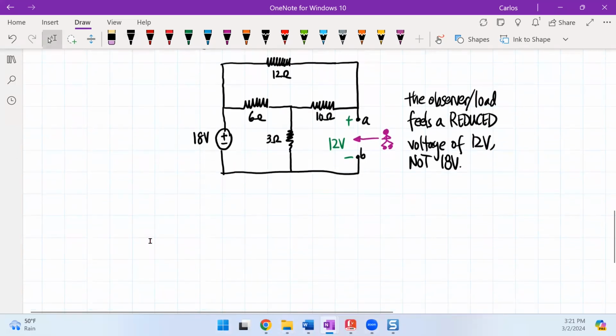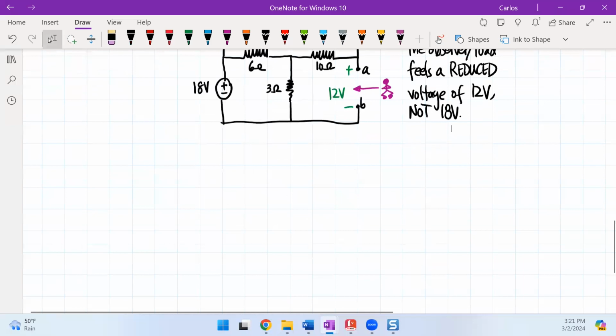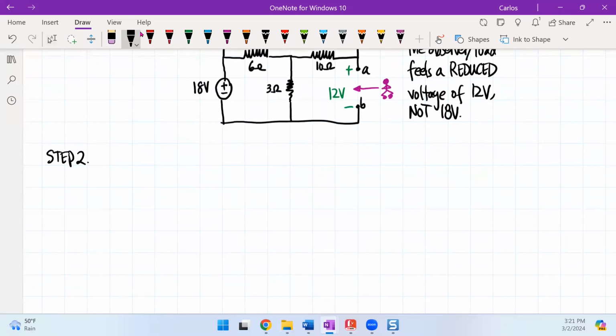Okay, let's go to the second step now. Step two: we want to determine RTH. And there are two methods that we want to think about. The first one that we're going to focus on is method 1, which is only valid for independent sources. Method 2 is valid for both independent and dependent sources.